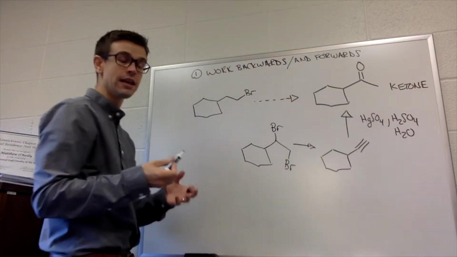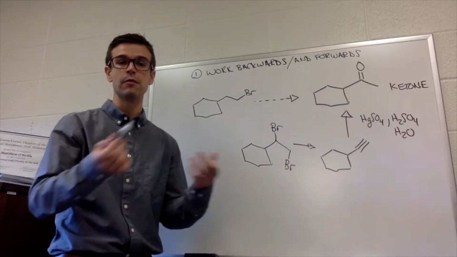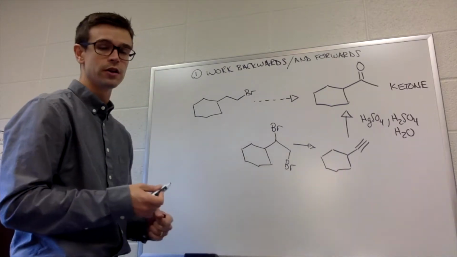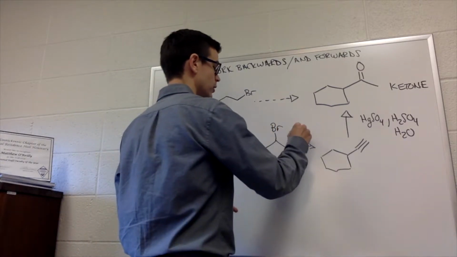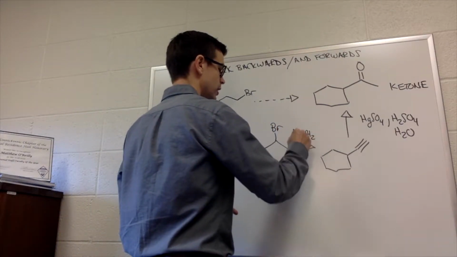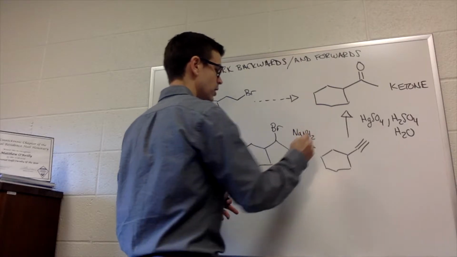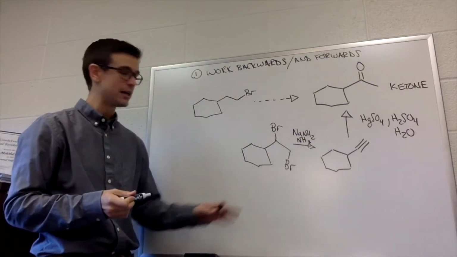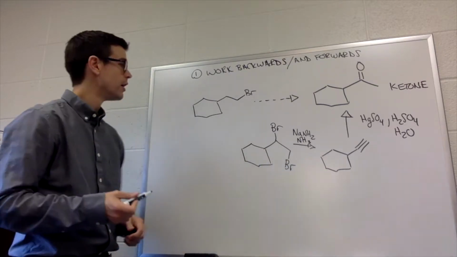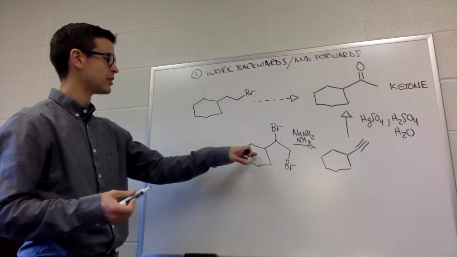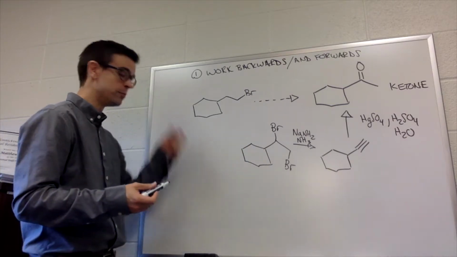If we have our dibromide, we can treat this with a strong base. We can either use potassium tert-butoxide in a polar aprotic solvent, or we can use sodium NH2 in ammonia as the solvent. We'll do a double elimination of this starting material to provide our alkyne. We still need to get the extra bromine on here.